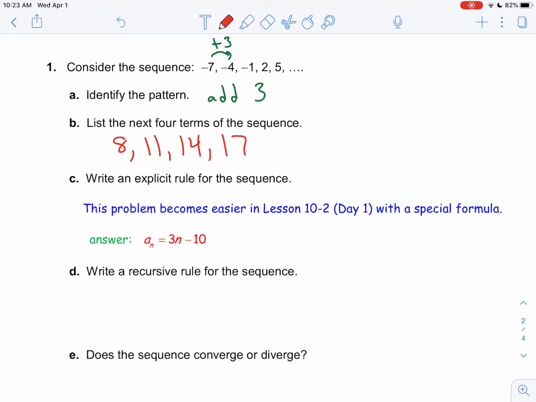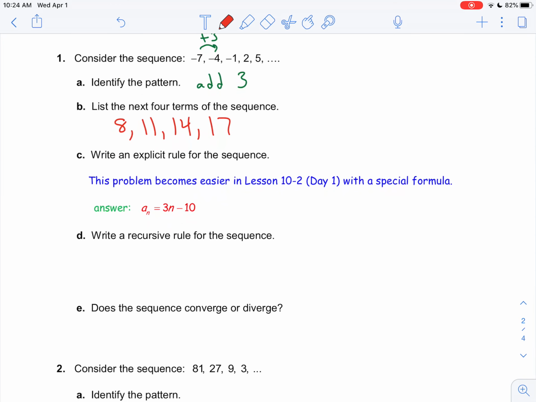Now the explicit rule: if I gave you some time, you would be able to come up with a formula that would generate these terms. I don't want to stress you out with that today because in lesson 10-2 day 1, it's going to become so much easier. So I put a little foreshadowing on here for part C just to entice you to keep coming back for more exciting videos in the future. But the recursive rule, we can do that.